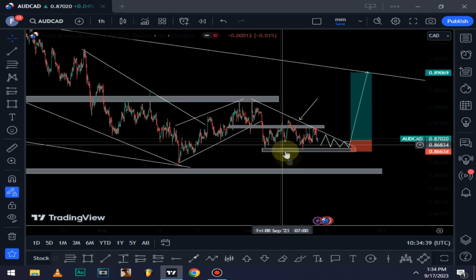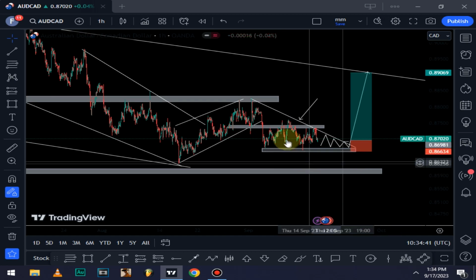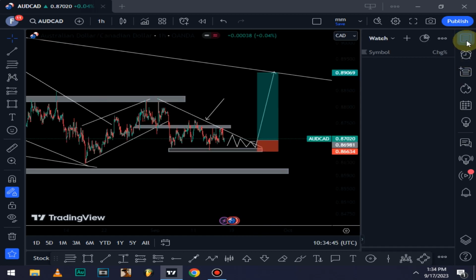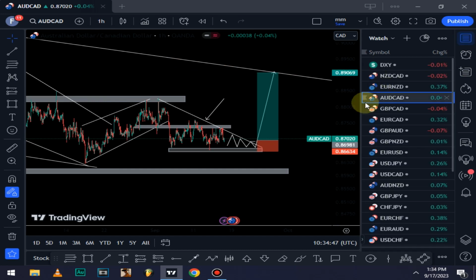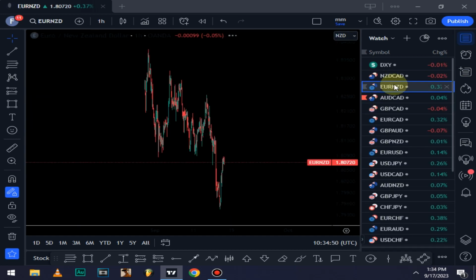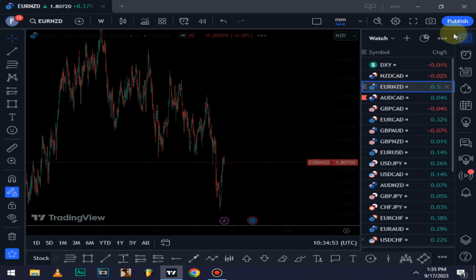As you can see, price is still sideways, of course, but at the same time we also have that trend line. So AUDCAD, we just have to monitor and try to see what price will be doing. So let's just look for another pair. Let's see what EURNZD has in store for us.